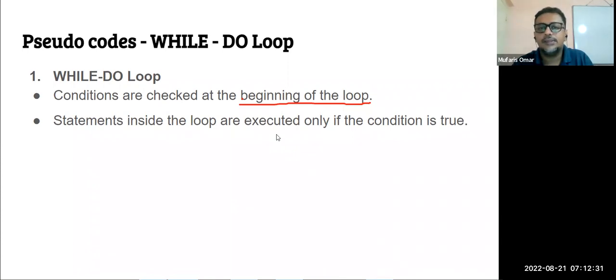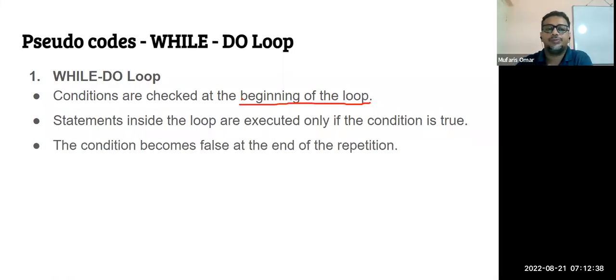Statements inside the loop are executed only if the condition is true. Third point, once the condition becomes false at the end of the repetition, that means the repetition will be terminated. Only once the condition is false will the repetition come to an end. So we say the condition becomes false at the end of the repetition.